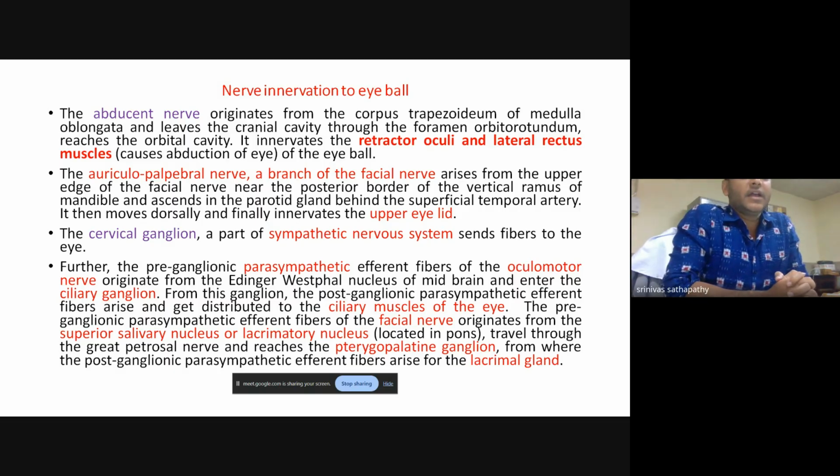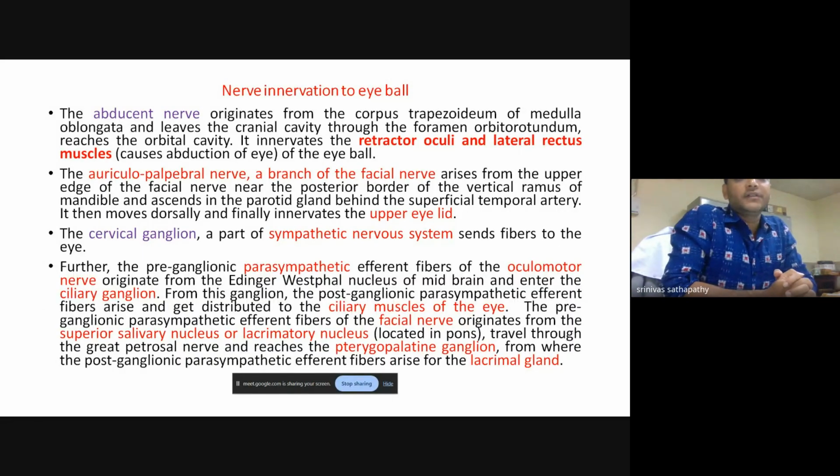So optic foramen and foramen orbitorotundum are the two important sites for nerve blocks, because the majority of the nerves innervating the eye, except the optic nerve, come out through the foramen orbitorotundum. Then the last one, the auriculopalpebral nerve, which is a branch of the facial nerve, innervates the upper eyelid.